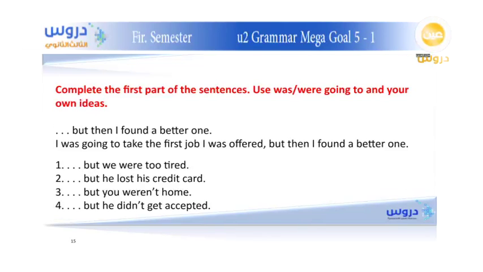Very well. Now complete the first part of the sentence. Use was or were going to and your own ideas. For example, if you have this sentence, but then I found a better one, then let's put as the first part of the sentence: I was going to take the first job I was offered, but then I found a better one.